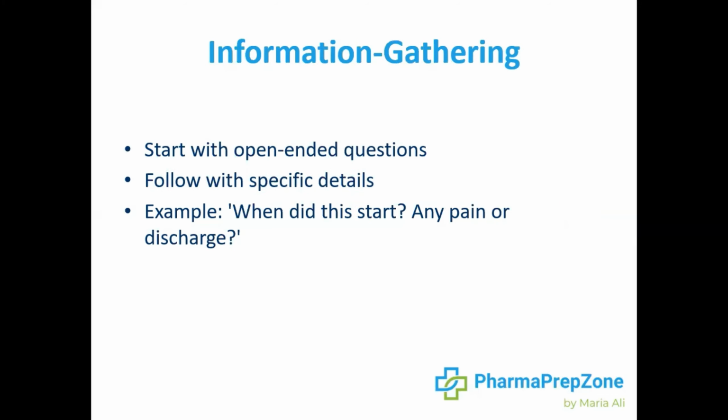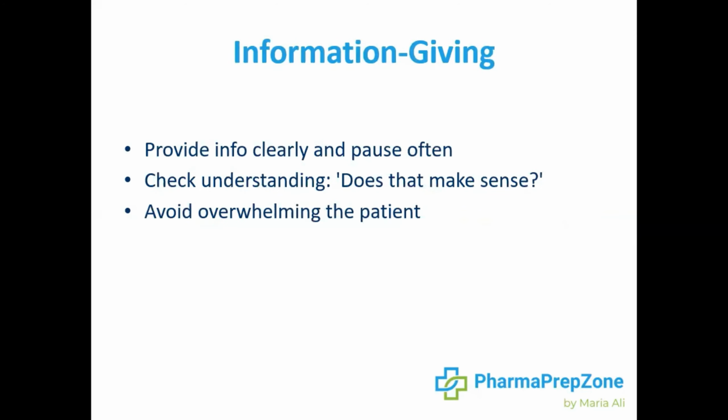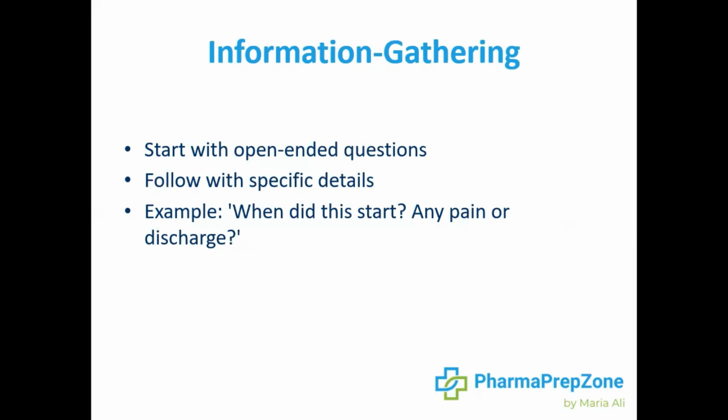Then information gathering and information giving go side by side. The main thing here is that you have to ask the patient a lot of questions. Whenever you think you can ask the patient a question, ask it. Ask open-ended questions. At the start, you can ask the patient to explain their symptoms more so that you can understand their condition more clearly. You can ask them when this symptom started, and if they say they're using any medication, you can ask them how long they've been using it.